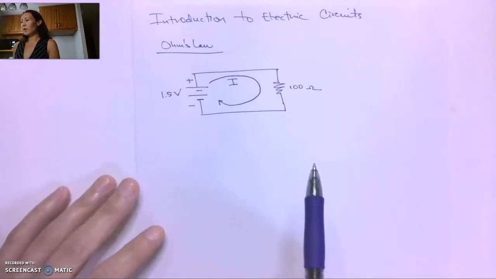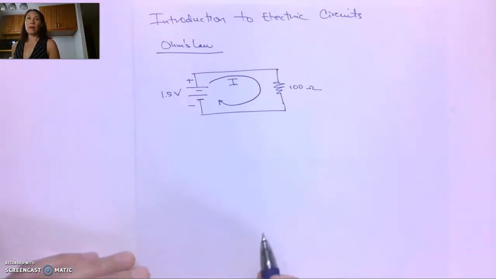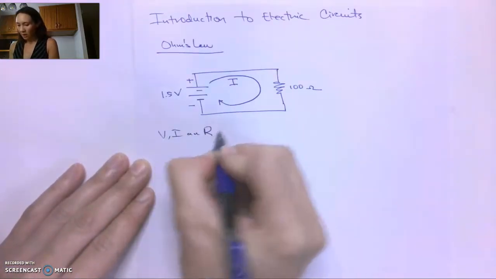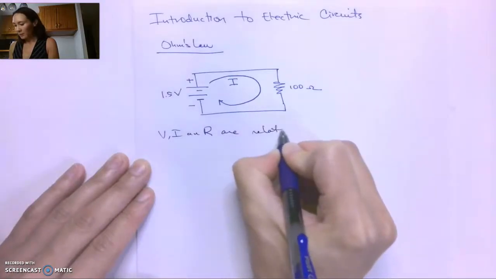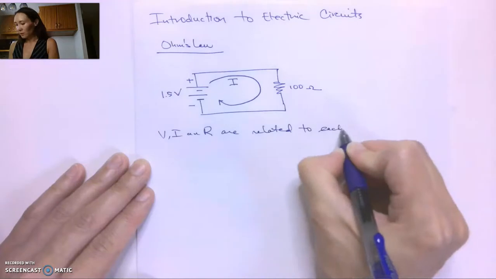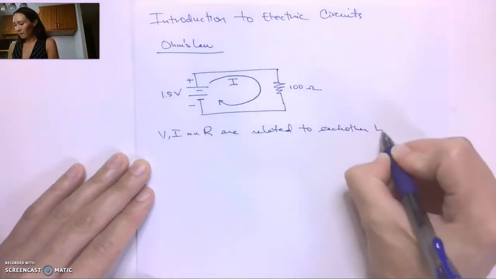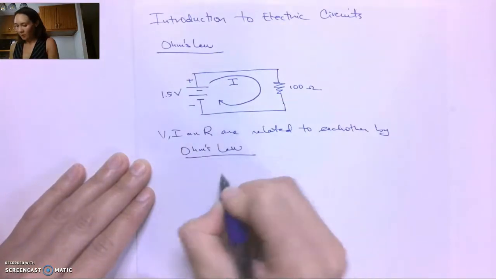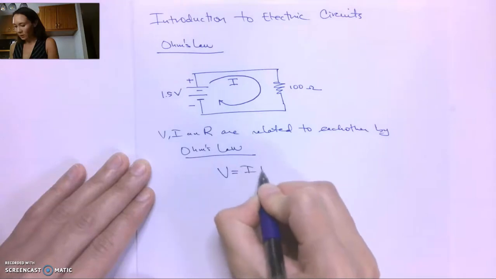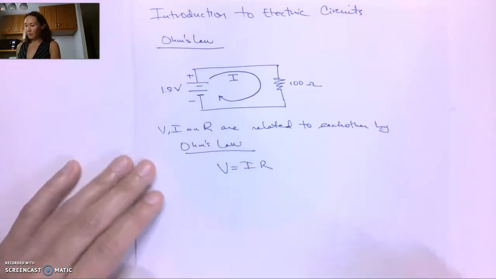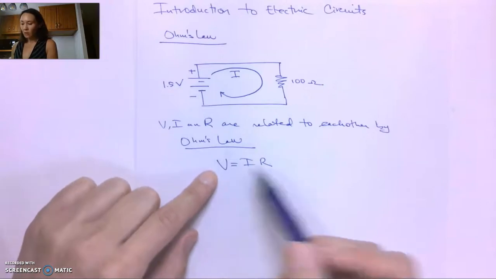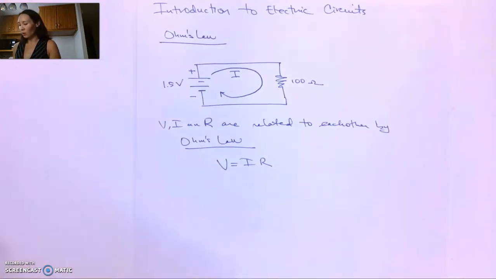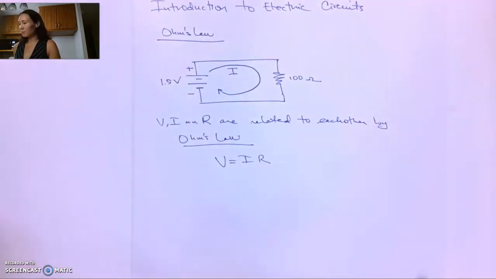Now, the voltage, current, and resistance are related to each other by Ohm's law. V, I, and R are related to each other by Ohm's law. Ohm's law states that V is equal to I times R, right? Nice and simple. I will make a note though, in some texts, instead of a V, you might see an E. That's kind of an older notation. Usually you'll see a V.